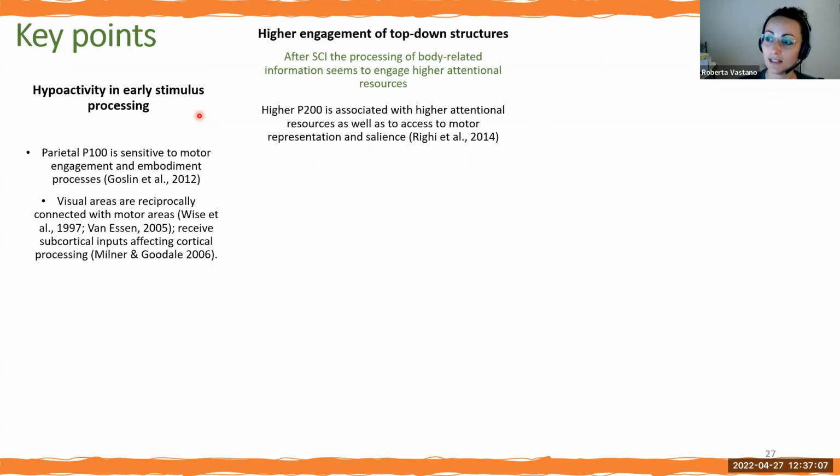Then we found a higher engagement of top-down structures. We believe that the higher P200 was associated with higher attentional resources, as well as access to the motor representation. It could be that those stimuli require higher attentional engagement for SCI. That's why we found a higher P200.